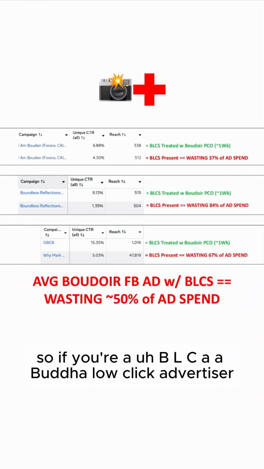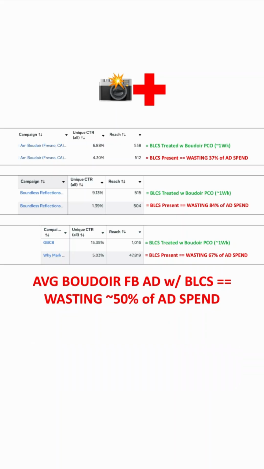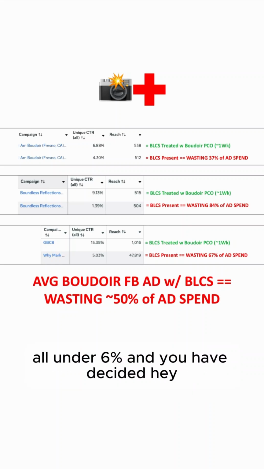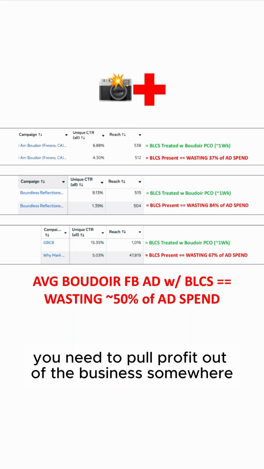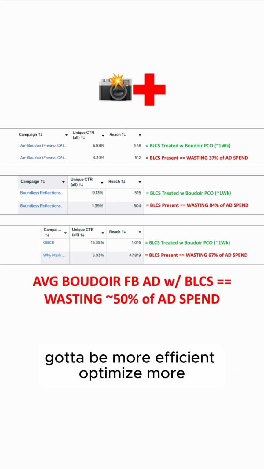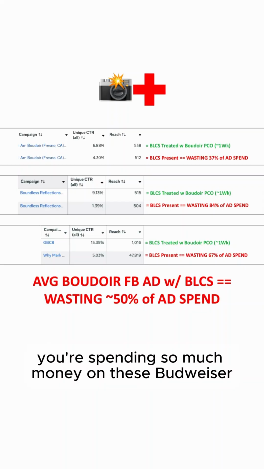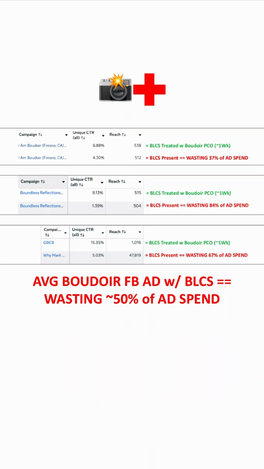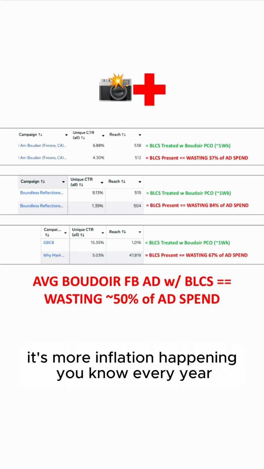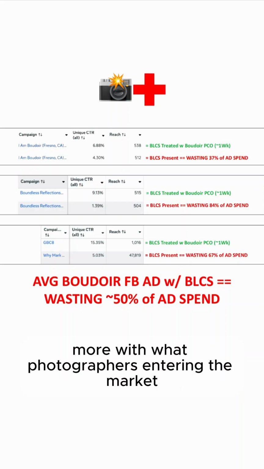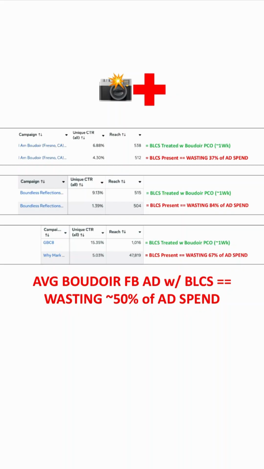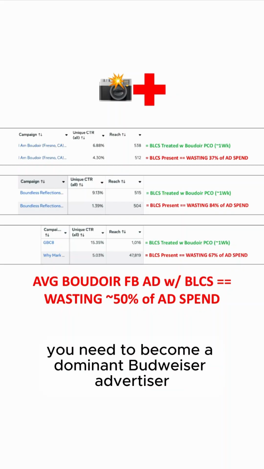So if you're a BLCA, a Boudoir low click advertiser, and your Boudoir Facebook ads have unique CTRL under 6%, and you decide you need to pull profit out of the business somewhere. Got to be more efficient, optimize more. You're spending so much money on these Boudoir Facebook ads. You want to get more bang for your buck. There's more inflation happening every year in real life, more Boudoir photographers entering the market, and you're looking for ways to stay competitive. And you decide you gotta get this fixed. You need to become a dominant Boudoir advertiser.